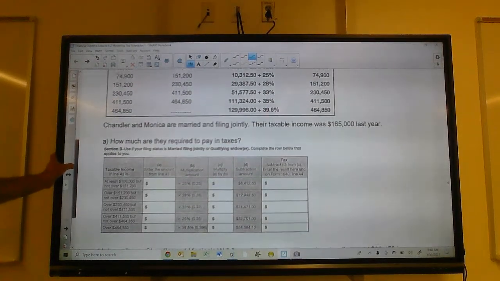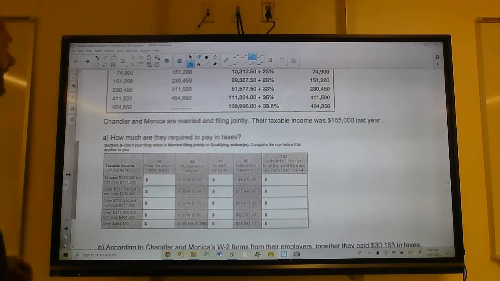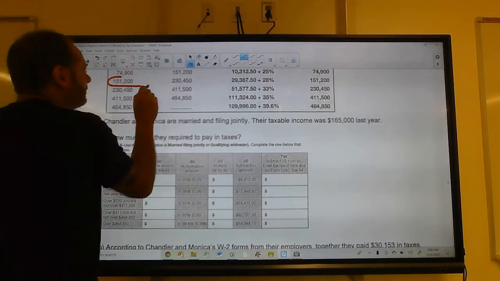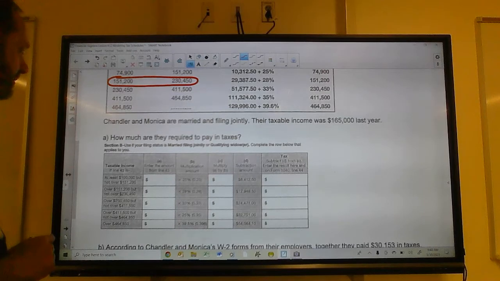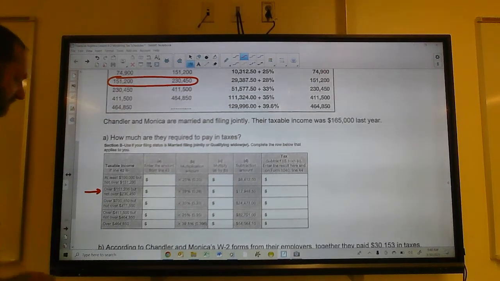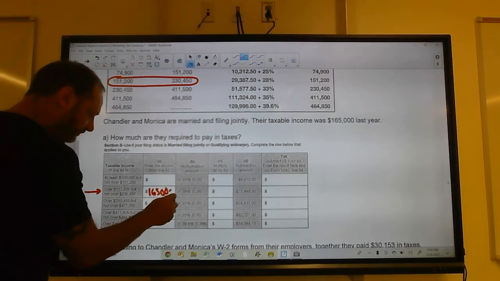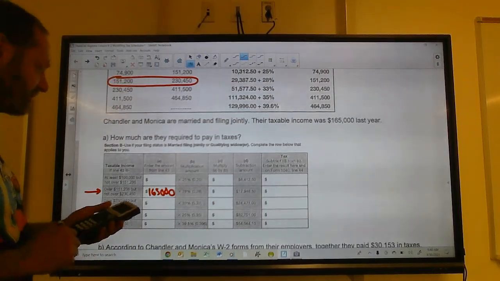Okay, so Chandler and Monica were married and filing jointly. Their taxable income was $165,000 last year. So they go find on this chart, oh, they fall between $151,200 and $230,450. Okay, so they're going to fill out this line right here, not the other ones. They put in their income right here, $165,000, and they're going to multiply that by 28%. They're in the 28% tax bracket.